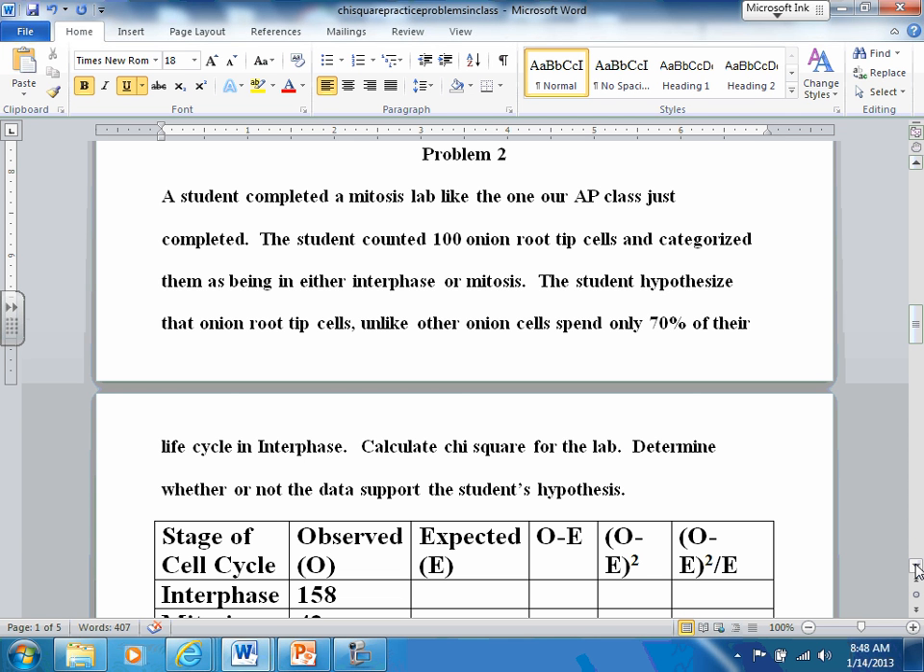I've got a typo there. The student hypothesized that onion root tip cells, unlike other onion cells, spend only 70% of their life cycle in interphase. Calculate chi-square for the lab and determine whether or not the data support the student's hypothesis.